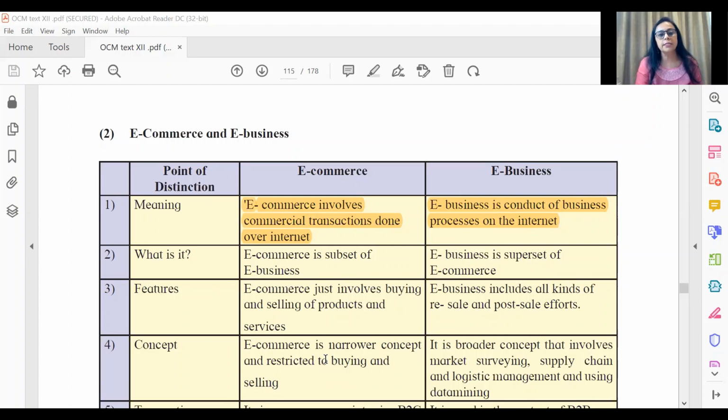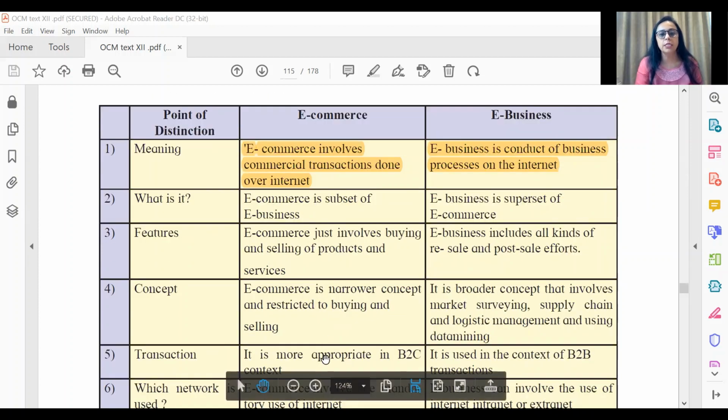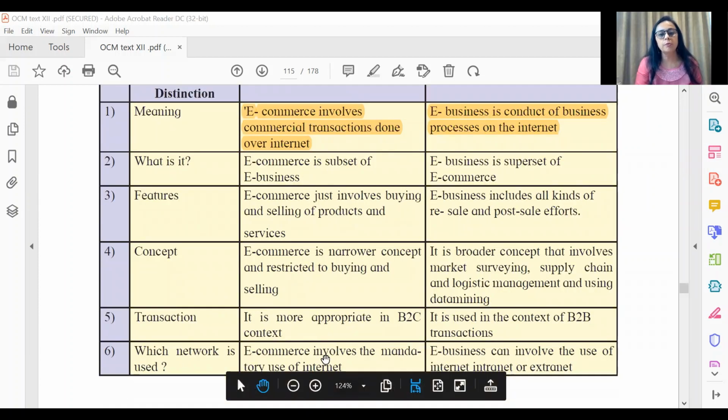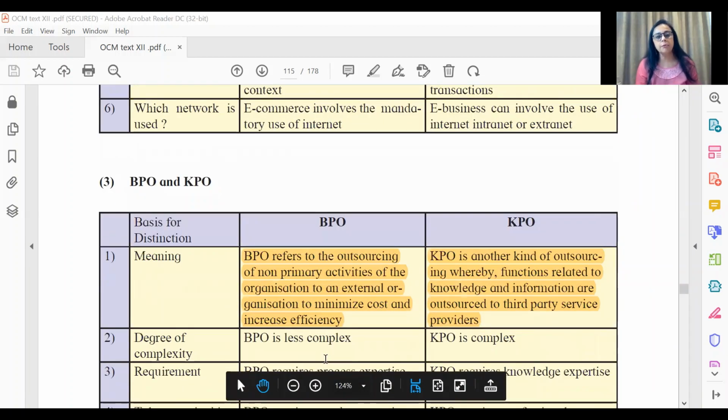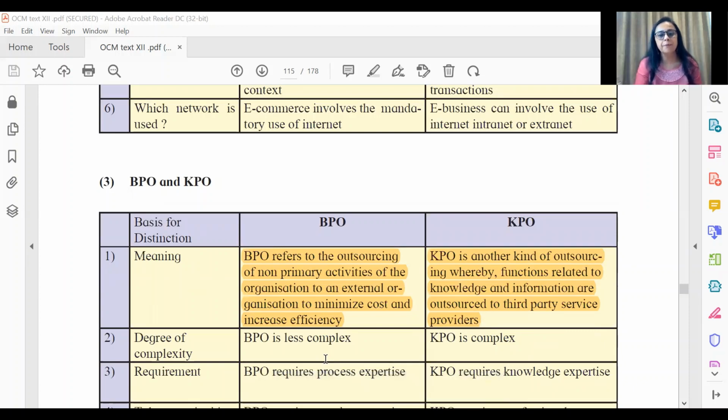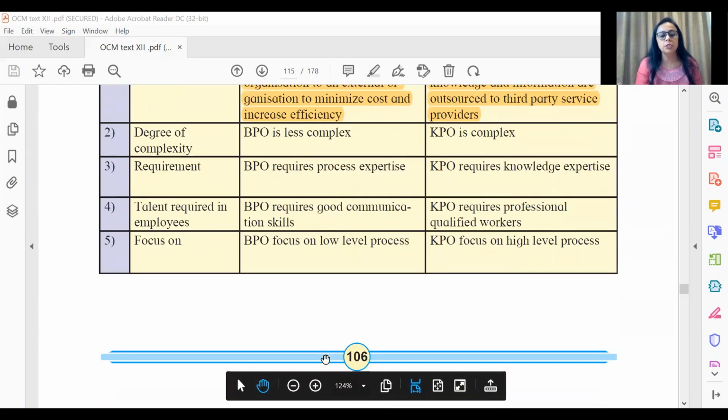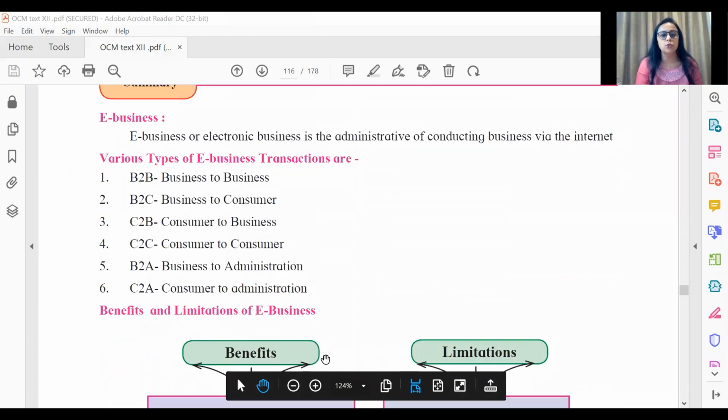So this is again a highlighted meaning of what is e-commerce and e-business. This is how you will be able to explain. Suppose you get a 2 marks answer. Again, the same meaning that we have highlighted in BPO and KPO is repeated here. So maybe you can just make a note of that too.